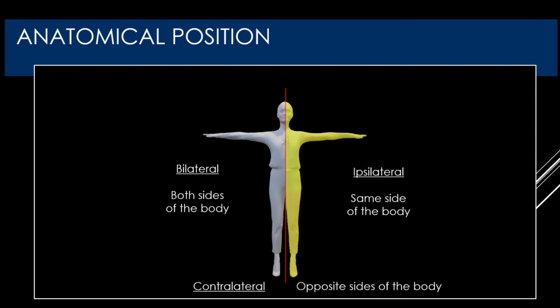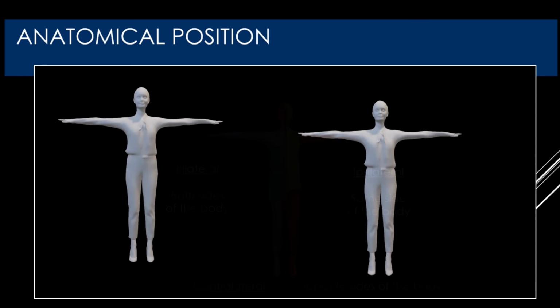And contralateral refers to opposite sides. Contra means opposite or against. For example, a stroke in the right brain may cause paralysis on the contralateral or opposite side of the body.